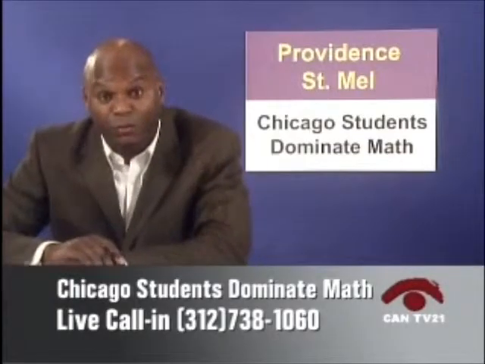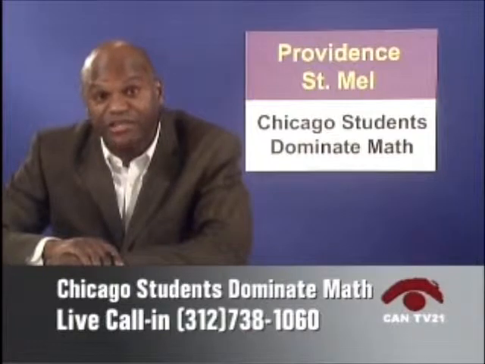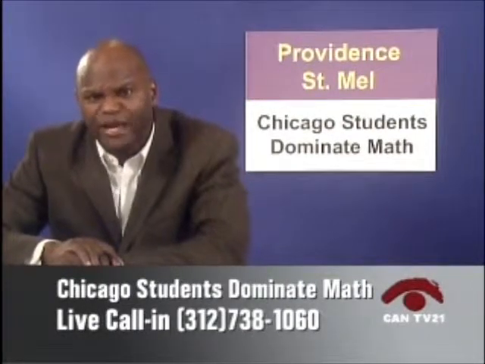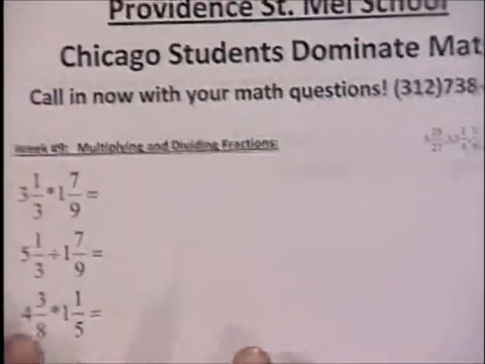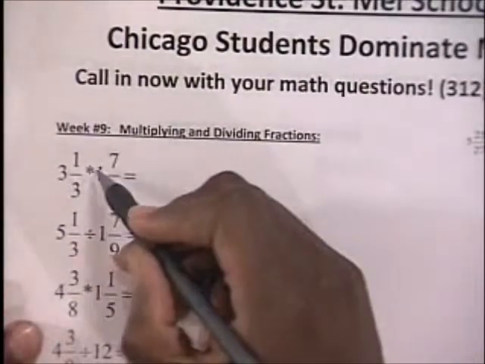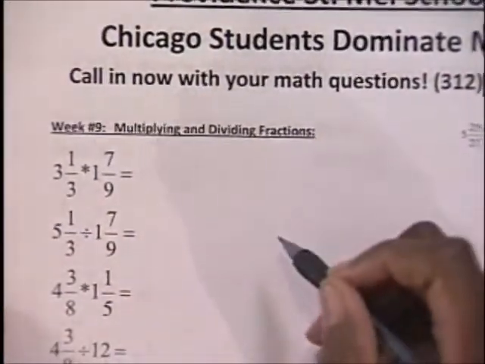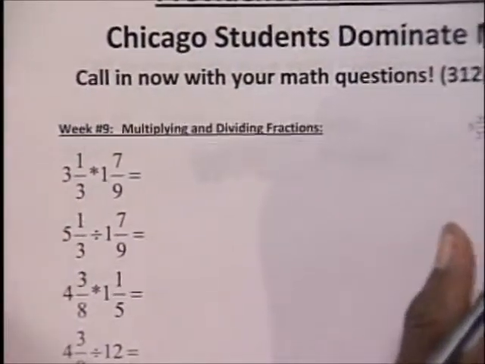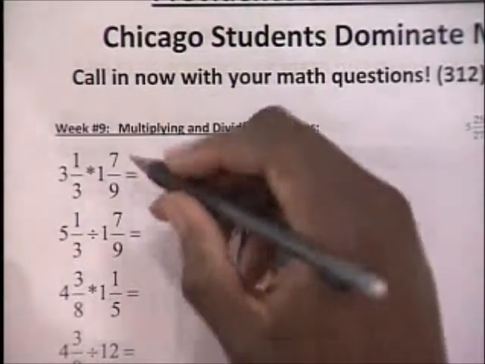Again, I told you I want to transition into the multiplication and division of fractions. And because there's no one calling in, let's do that right now. Let's take a look at the problem. We have 3 1/3 times 1 7/8. Let's go through the process of multiplying fractions.